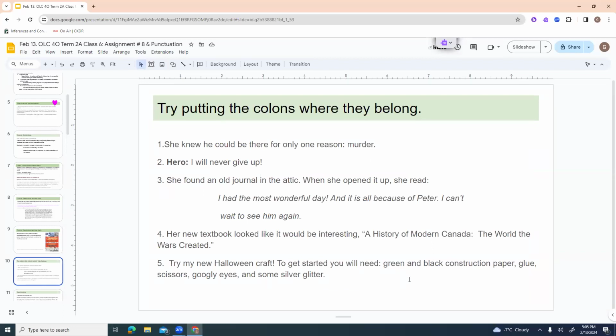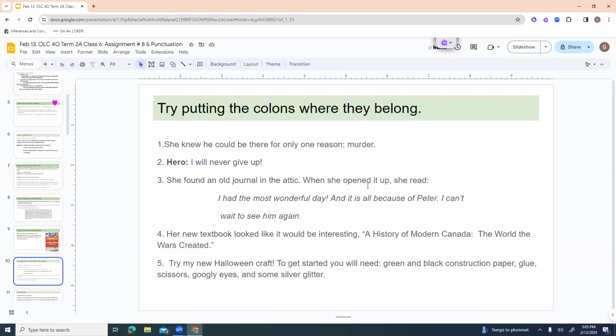Oh, okay. Sorry, we have the colons already here where they belong. So instead of looking for where they belong, what are they doing here? "She knew he could be there for only one reason: murder." Okay, what's the reason? What are we doing here? This is for emphasis. "Hero: I will never give up." Well, here we're introducing dialogue in a play.